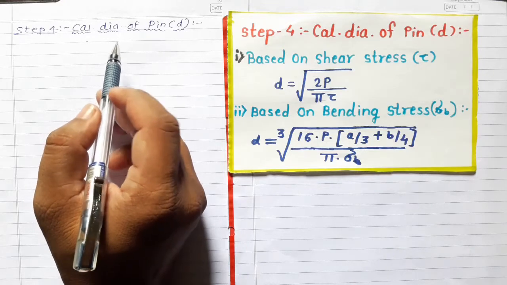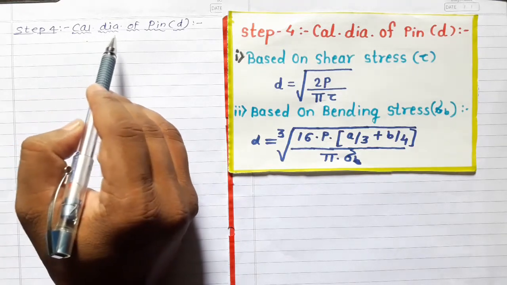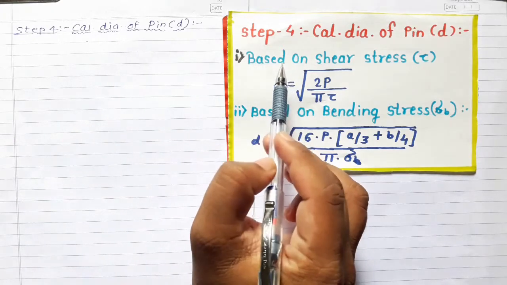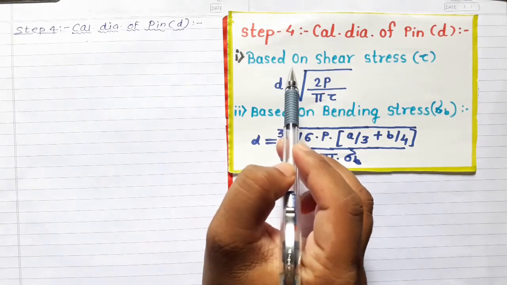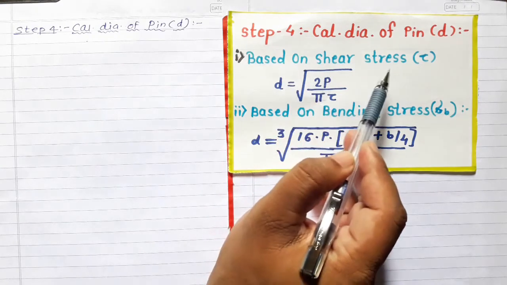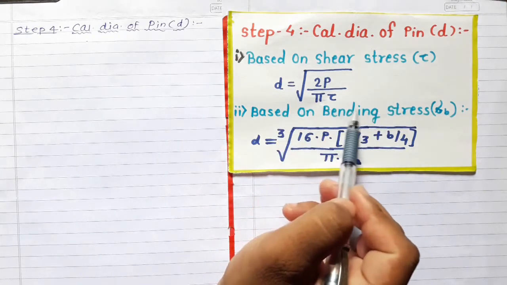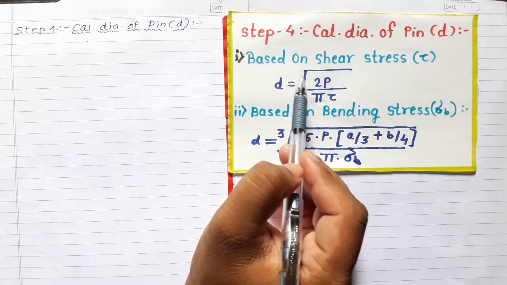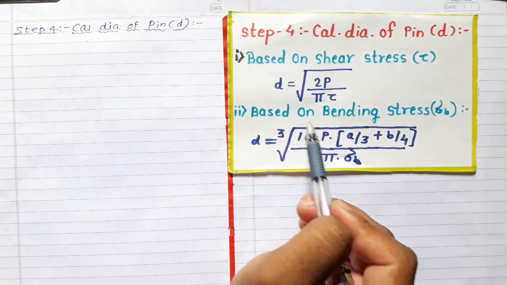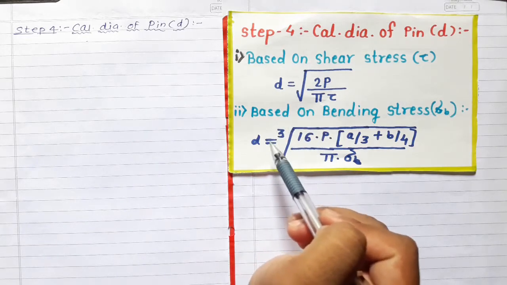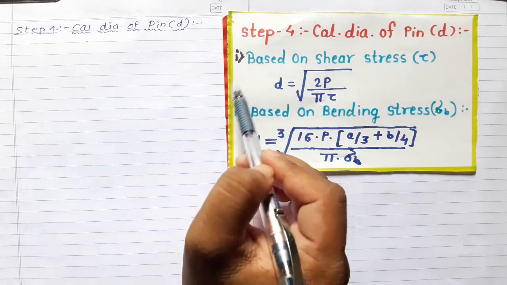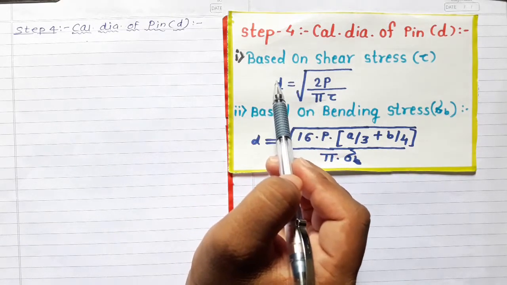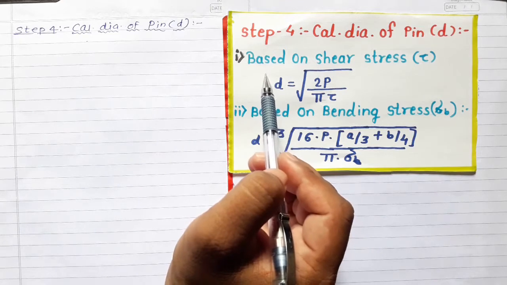Now let us move to step number 4, and step number 4 is calculate diameter of pin, that is small d. Now from this design procedure we know that in step number 4 we have to calculate the diameter of pin based on shear stress tau and based on bending stress sigma b. This is the formula for shear stress from which we have to calculate the diameter of pin, and this is the formula for calculating the diameter of pin based on bending stress. So first of all, we will calculate the diameter of pin based on shear stress.